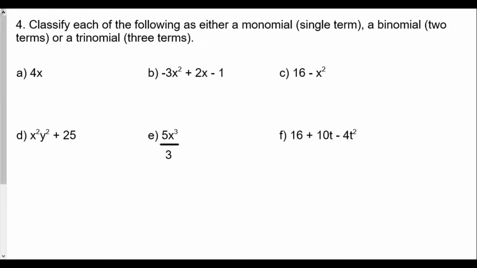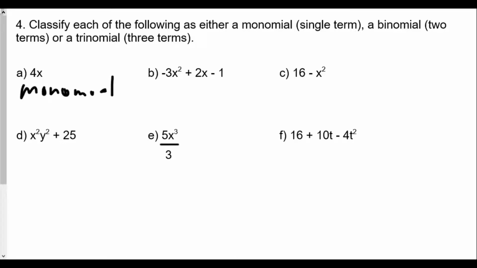Classify each of the following as either a monomial, single term, binomial, 2 terms, or trinomial, 3 terms. So what it comes down to is that we're just going to figure out how many terms there are. And we said before, what separates one term from another is going to be an addition sign or subtraction sign. So our first one, part A, has only one term, therefore it's a monomial. And I'm going to just type out the rest of these because my handwriting is terrible.